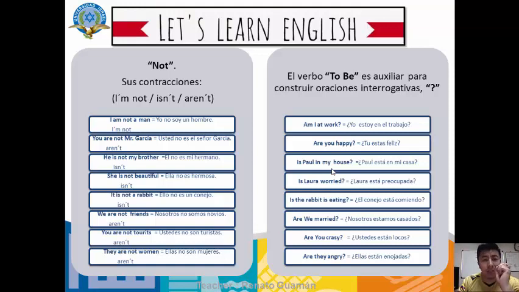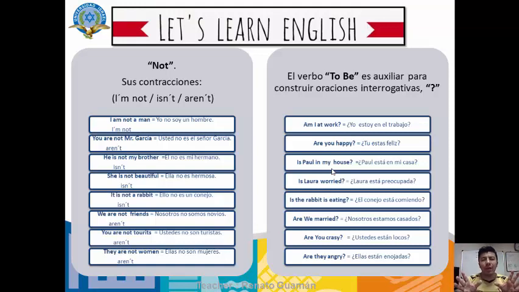Okay, so please pay attention. If you want to repeat this, the last one, you need subject, am, is, are, complement. That's positive. Negative, subject, am not, is not, are not, and complement. And here you can put the contractions. Am not, isn't, aren't.